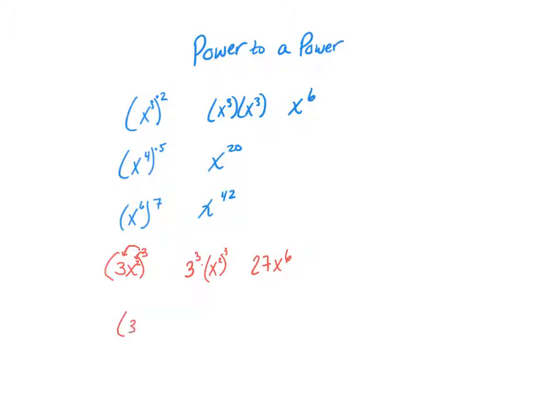Because remember, it would be 3x squared times 3x squared times 3x squared. So 3 times 3 times 3 is 27, and x squared times x squared times x squared, you add those exponents and you get x to the 6th.